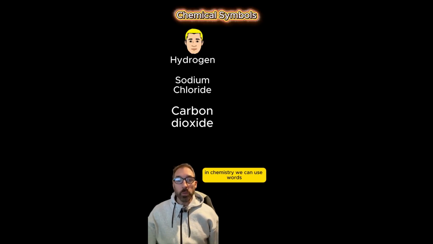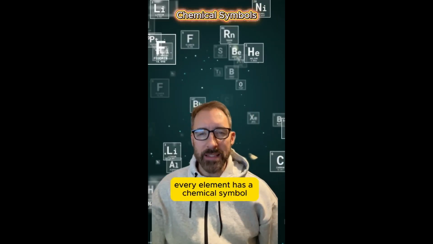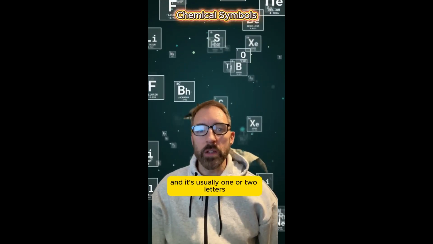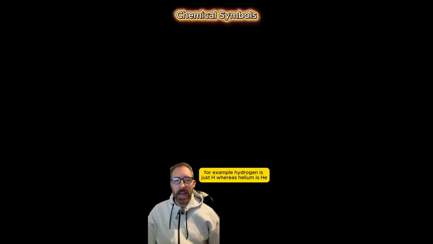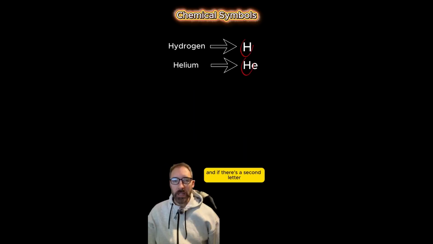In chemistry, we can use words, but we prefer to use symbols and formulae as it's quicker and more efficient. Every element has a chemical symbol, and it's usually one or two letters. For example, hydrogen is just H, whereas helium is He. The first letter is always a capital, and if there's a second letter, it's always lowercase.